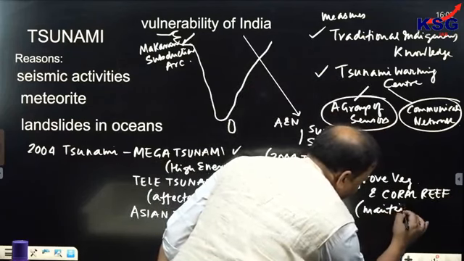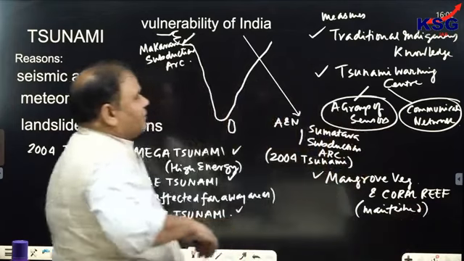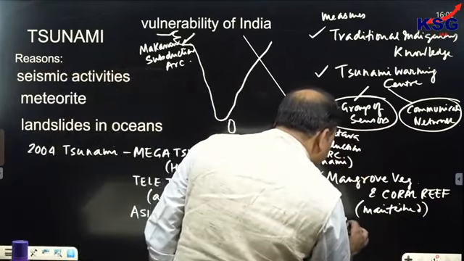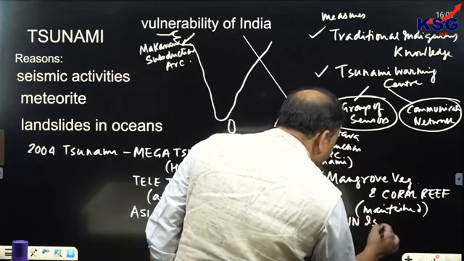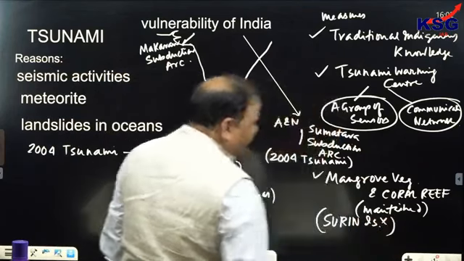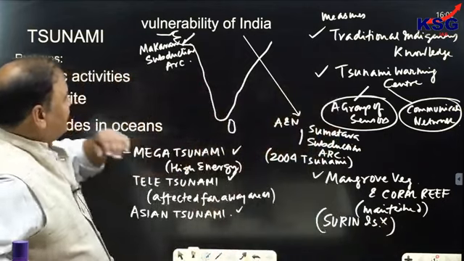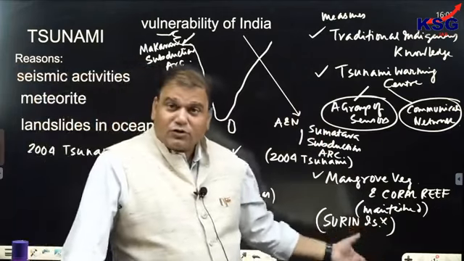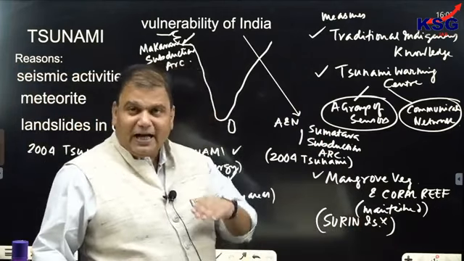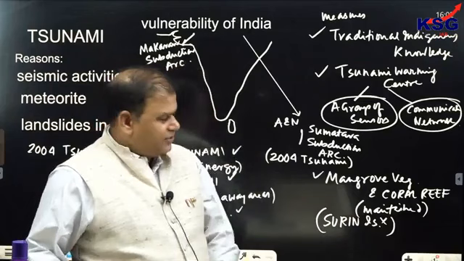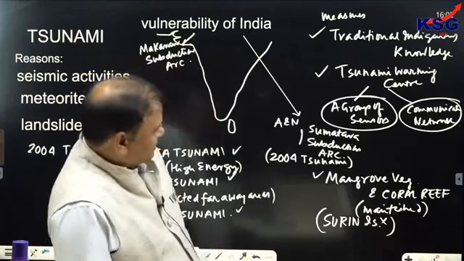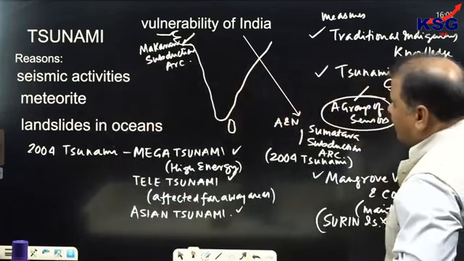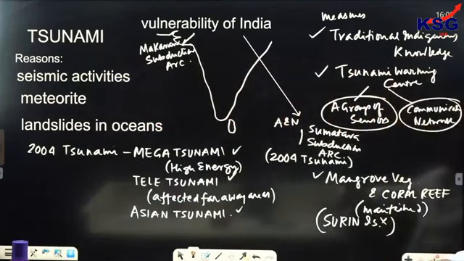Because one example of this is what? The Surin Island. Surin Island is in Thailand. So Surin Island was not affected by the 2004 tsunami. Although Thailand was one of the worst affected due to the tsunami, Surin Island was never affected because of this reason only. Because of mangrove vegetation, and also you can see coral reefs are on a large scale, it was hardly affected by the tsunami. Fine.